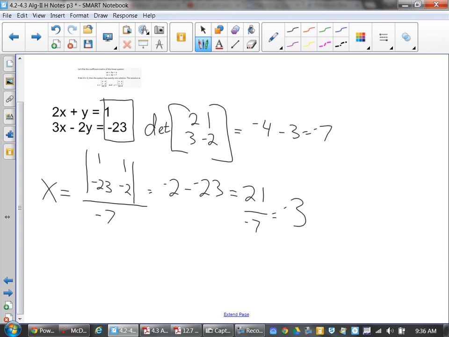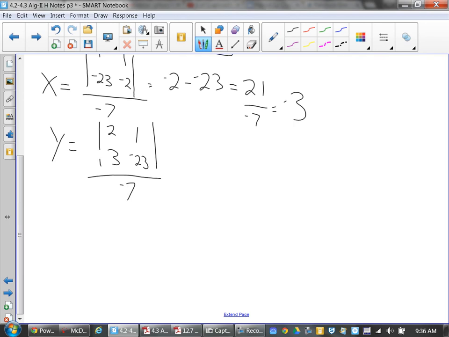And then you do the exact same thing for y. Instead of putting in for the x column the solutions, where am I going to put the solutions? In the y column. But when you find x, can you not just put it back in the equation? You can, but what I'm going to try and get you to do is do it both ways so you keep the idea of where it's going to go. All right. So the y value is the determinant. Well, 2 and 3 was the original. Oops. And now it's 1 and -23 here. And it's still divided by -7.